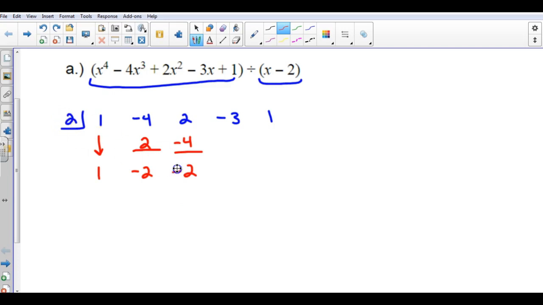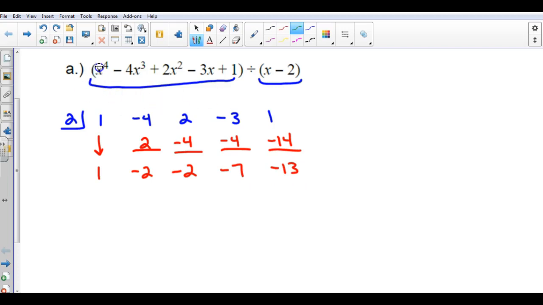Repeat the process again, 2 times -2, again it's -4. Add going straight down, I get -7. And then I have 2 times the -7, which is -14. And we add going down, and this is your remainder, the -13.